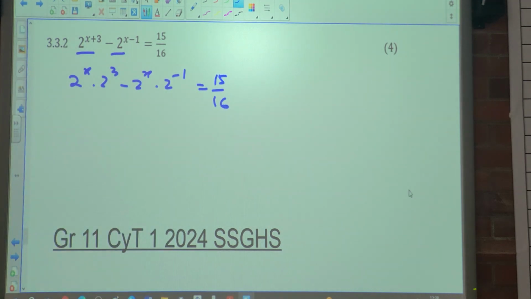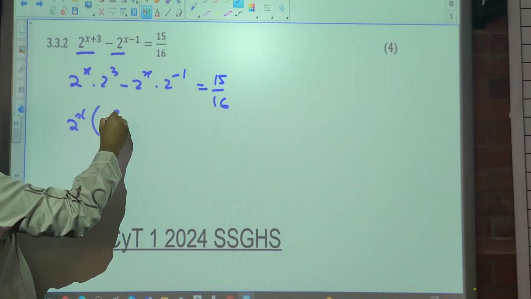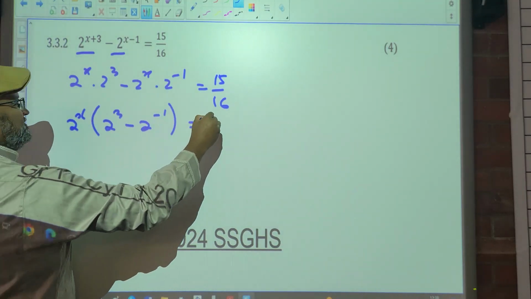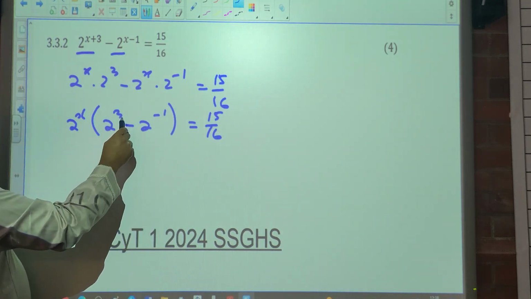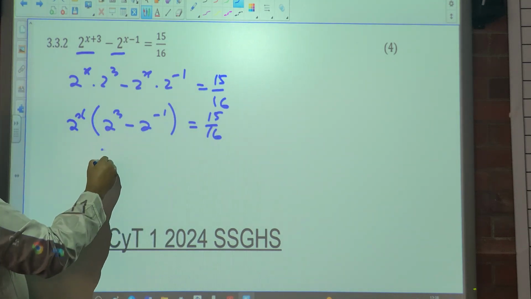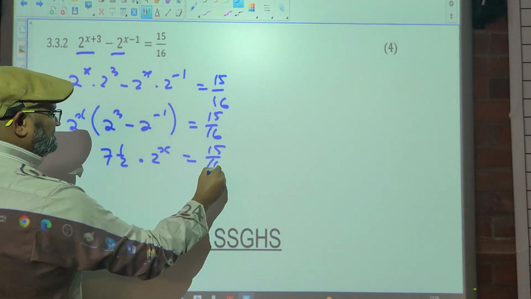Right, so what is common? 2 to the x. What are we left with? 2 cubed minus 2 to the minus 1 equals 15 over 16. So 2 cubed is 8, minus half is 7 and a half. So 7 and a half times 2 to the x is equal to 15 over 16.